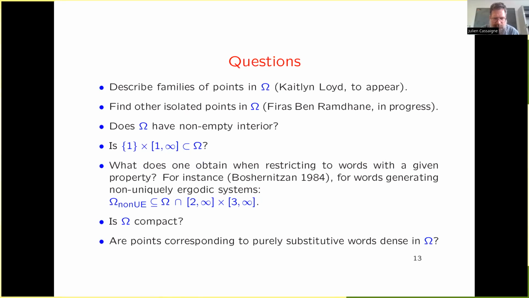And so Firas Ben-Ramdam is currently working on this, trying to generalize the methods by Ramzi Turki to adapt them to other points than the doubling sequence, to prove that there are infinitely many, or at least other, isolated points in omega. Then, is there some interior? Can you find some area where all the points in some little square are in omega?